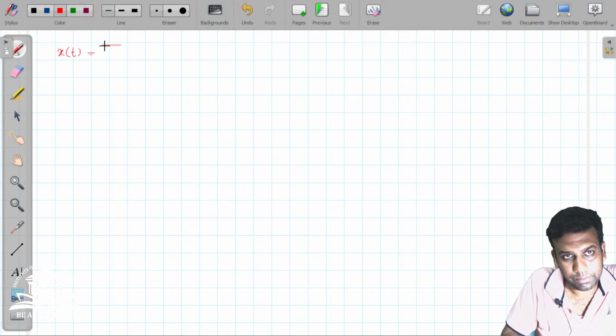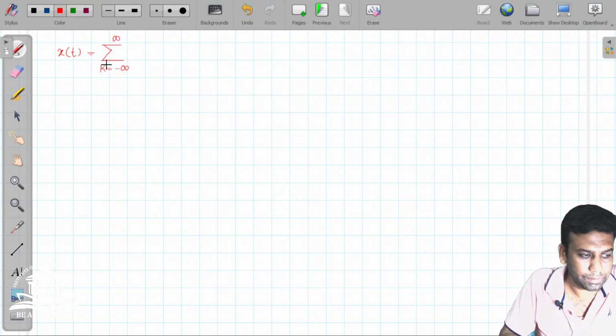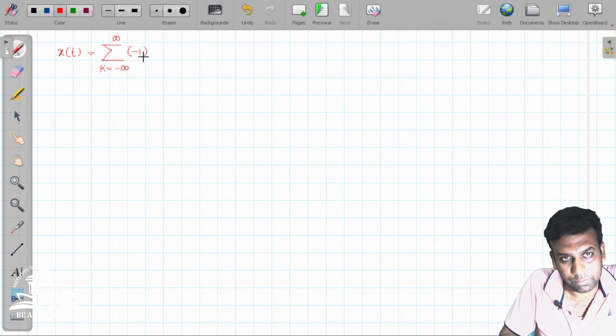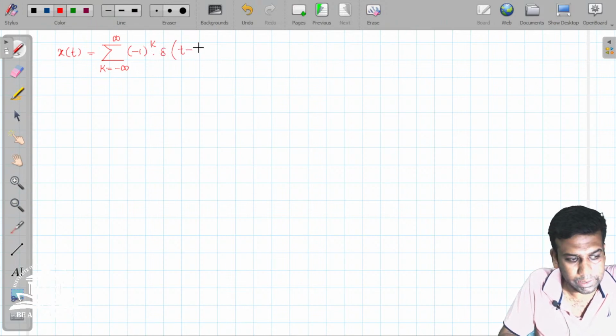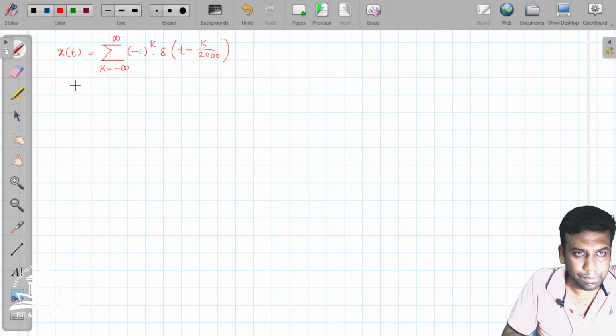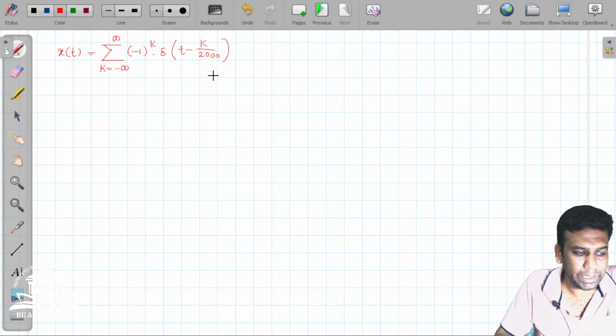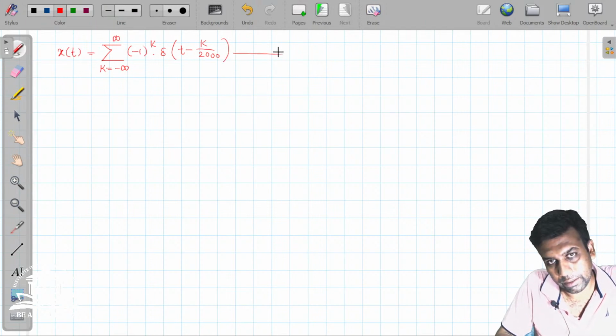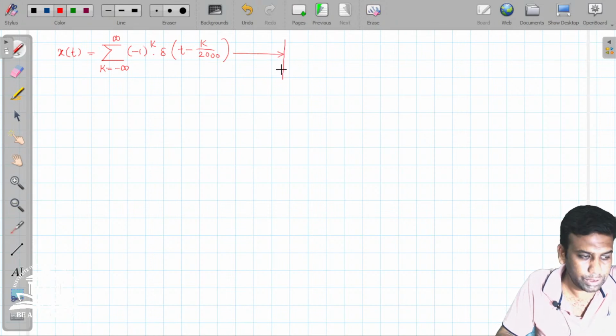So the summation of k equals minus infinity to plus infinity of (minus 1)^k times delta of (t minus k by 2000), and this signal is passed through an LTI system. So this signal is passed. Which question is this? It is the question from 2017.